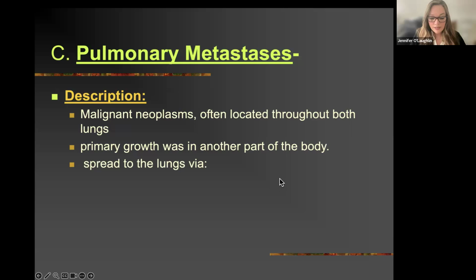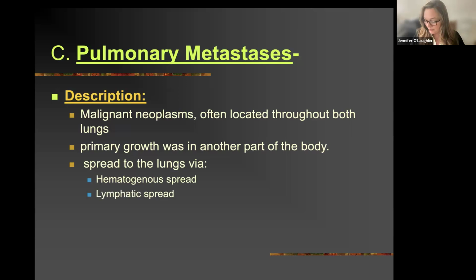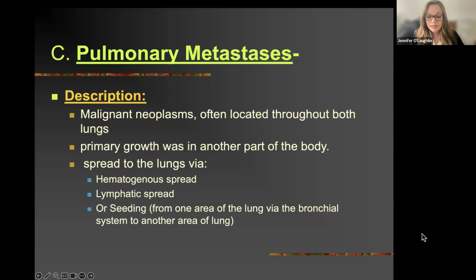And there are different ways that it can spread to the lungs. We talked about this in chapter 1. First is hematogenous spread through the vascular system, lymphatic spread through the lymph system, and then seeding can just come from one part of the lung to the other. And seeding tends to happen two ways. One I have on here through the bronchial system. So if I have one bronchial tumor and now it spreads to another part of the bronchial, that would be seeding. But you can also have a pleural-based tumor. So if I have a tumor in the pleura, it can spread through the pleural space and then transfer to another part of the lung that way as well. Those are both examples of seeding.